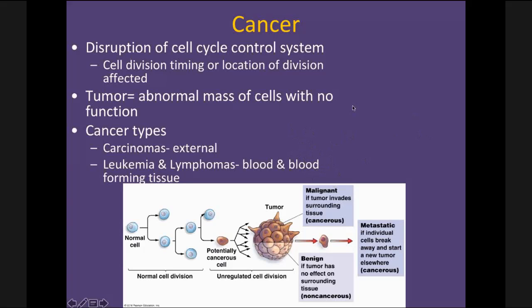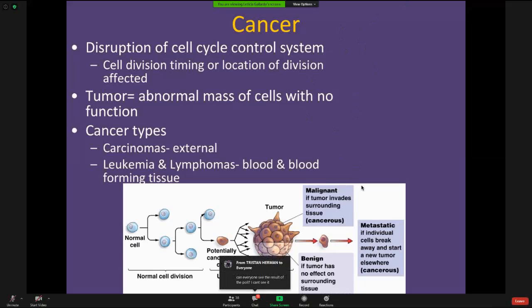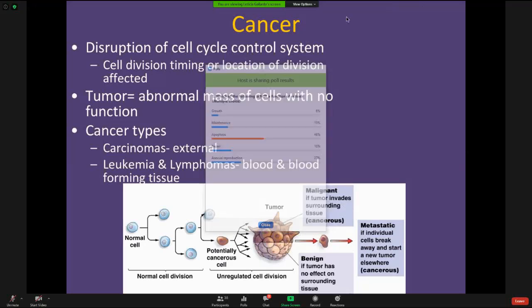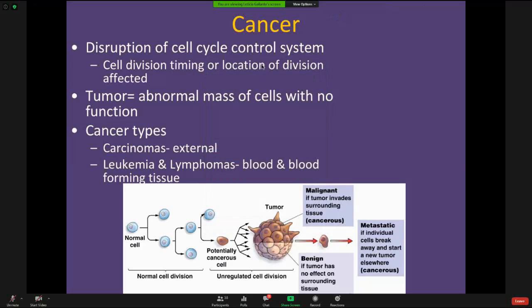So the one step that is not part of mitosis is apoptosis. Remember that apoptosis is that programmed cell death. This is what we use to destroy damaged, mutated, or infected cells. So just go back and check your progress on that, because it looks about half of you guys are on track. And then there's a little bit of confusion out there. So go back and recap.